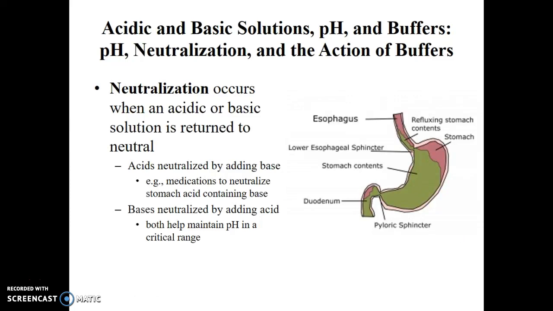Your esophagus is not able to protect itself from the acidic environment. So we have that burn associated with acid reflux. So we take Tums, which is a base. Tums neutralizes, or it takes the acid away, and we end up producing a neutral environment where we feel comfortable again.